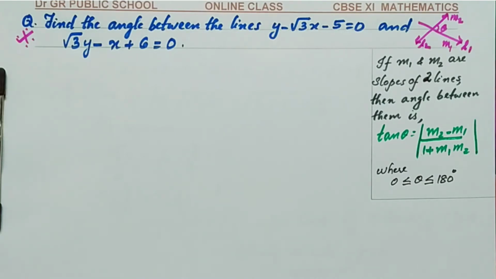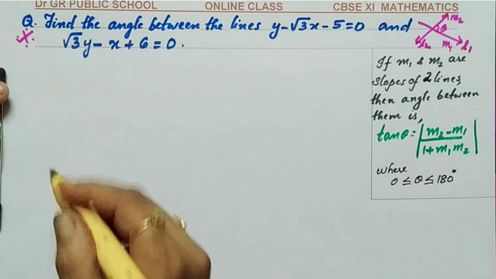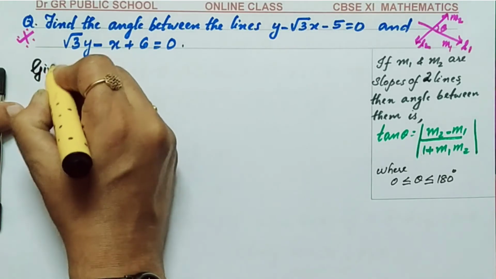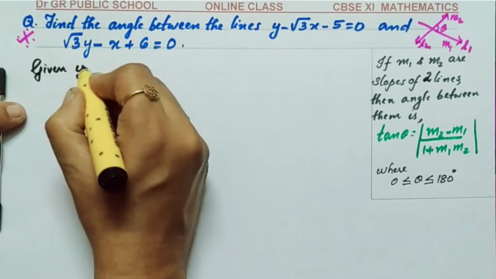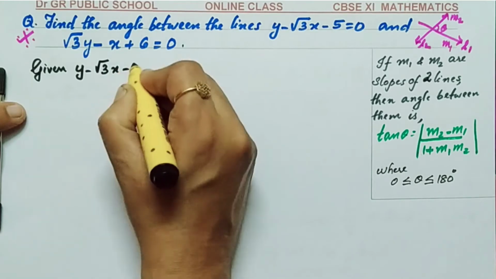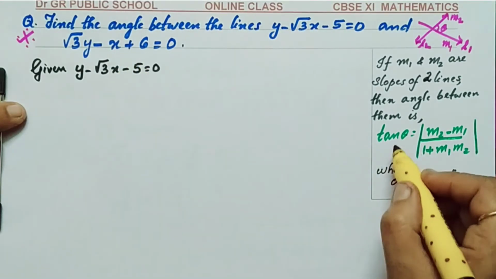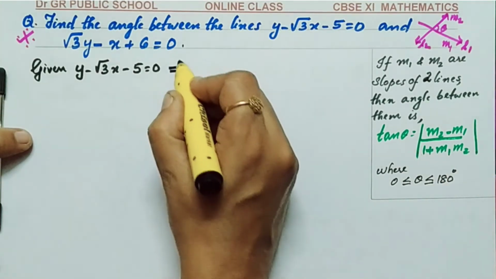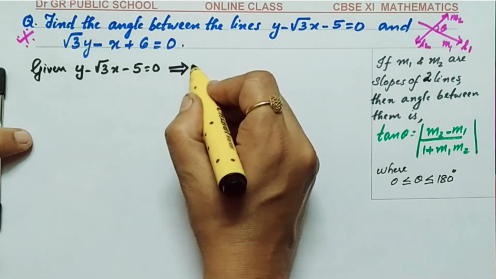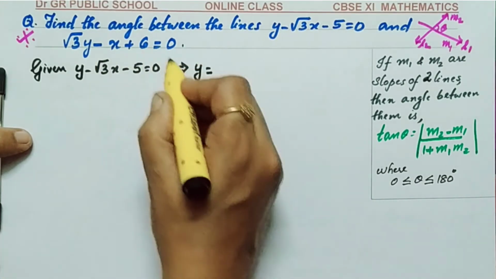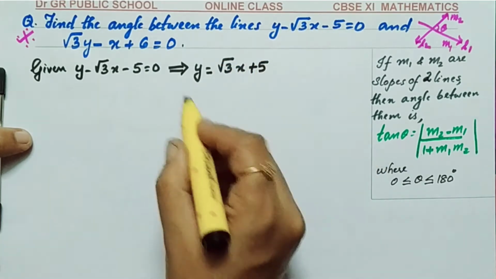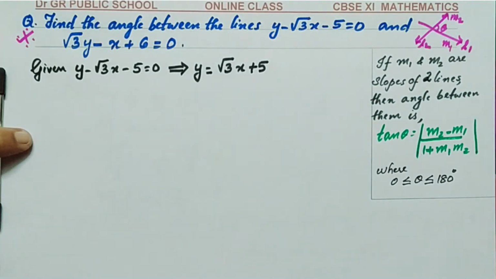Now, we can find how to find the angle between these two lines. What is given here? The first equation is y minus root 3x minus 5 equal to 0. To find the angle, you want the slopes of both the lines. To get the slope of the line, I need to arrange the equation in the slope-intercept form. Arranging, you get y equals plus root 3x plus 5, which is of the form y equals mx plus c.